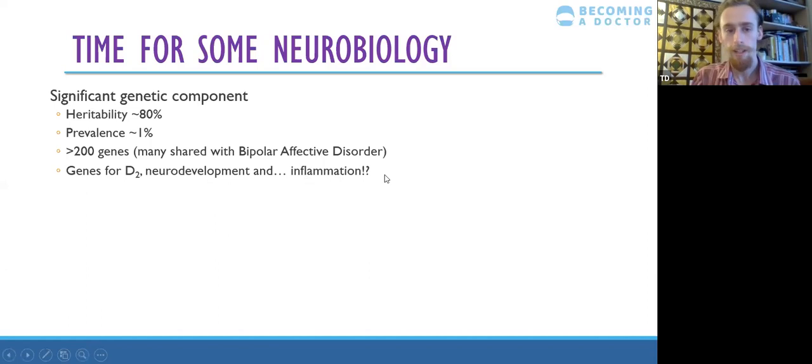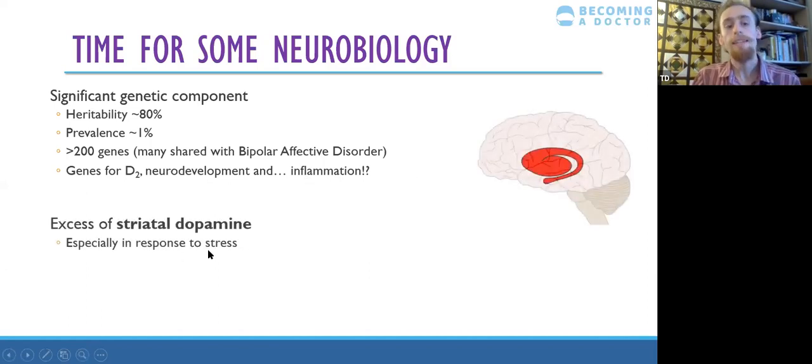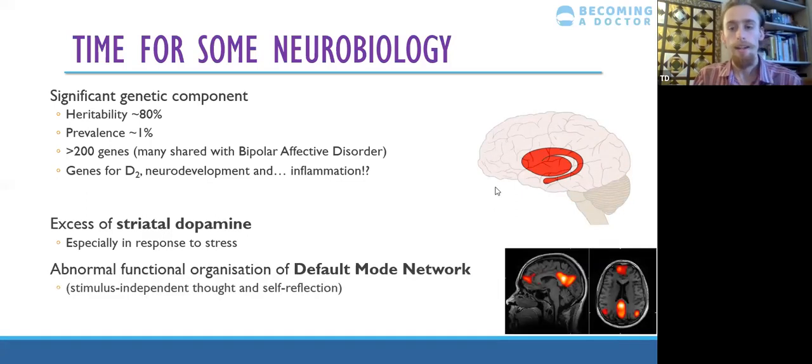Anyway, that's very interesting. And the classic thing that you feature in exams, in psychosis, schizophrenia, is an excess of dopamine in the striatum. This part of the limbic system here, and it's particularly an excessive response when you're under stress.